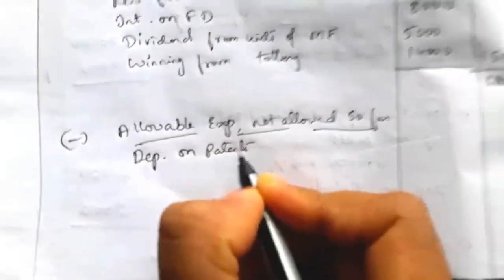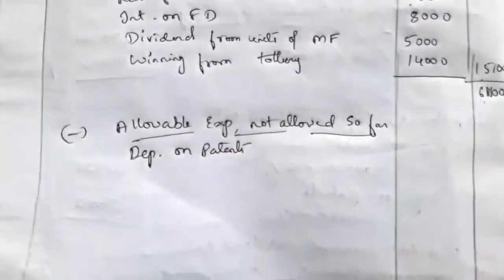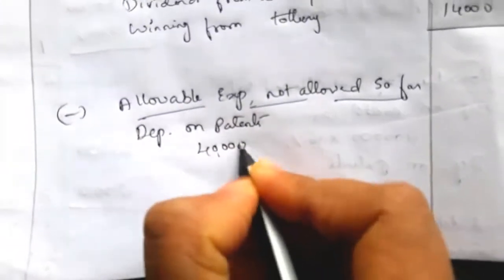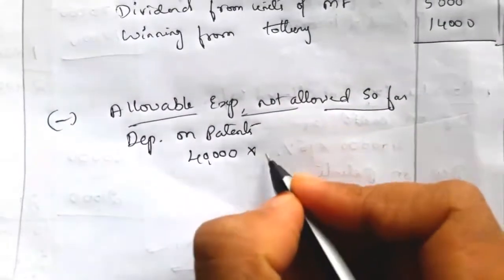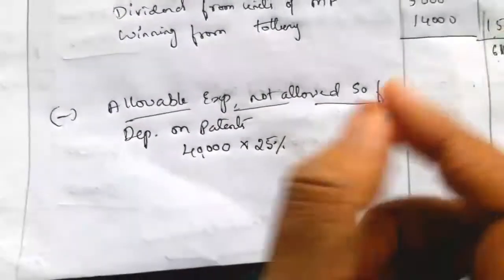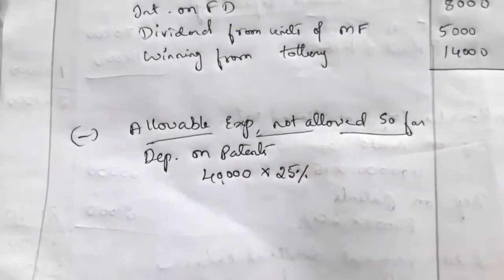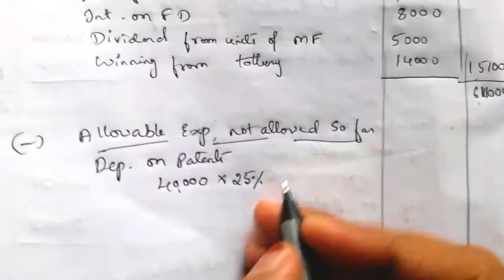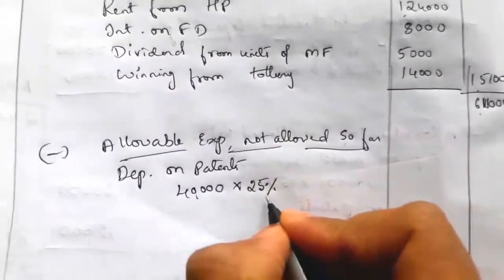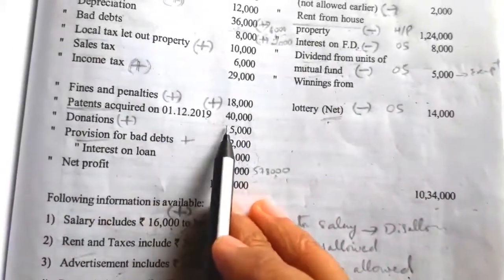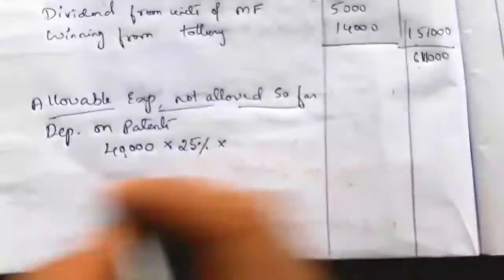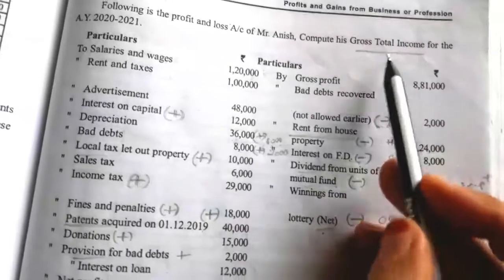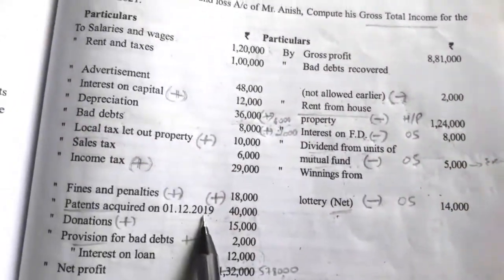This depreciation is allowable on patents as per section 32. So what is the value of patent? It is 40,000. For the value of patents, we have to charge 25% depreciation. The rate of depreciation is not given in this illustration. We have to calculate. As per section 32, we have to take 25% depreciation on patents. Again, this patent is purchased on 1/12/2019, which means it is used in the business less than 180 days from 1st December 2019 till the end of the previous year, that is 31st March 2020.